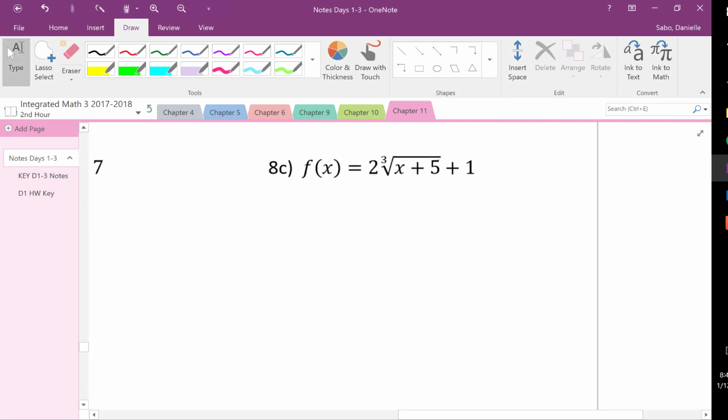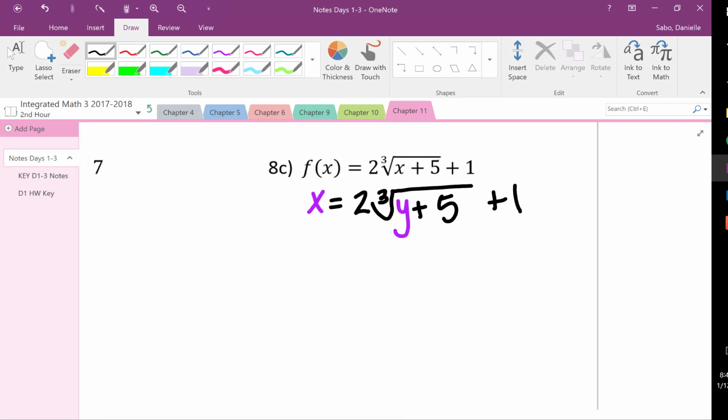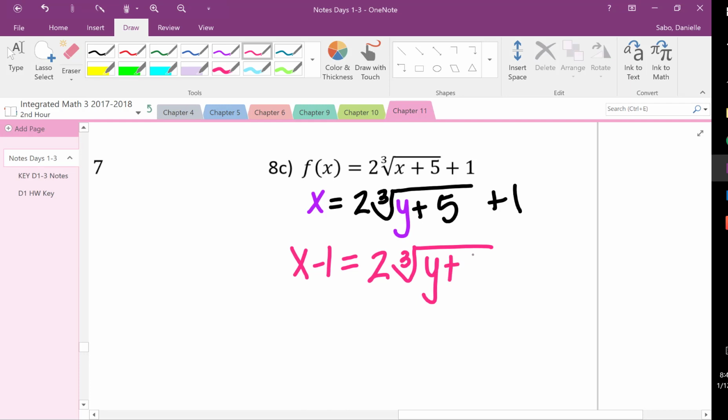Okay, so let's go ahead and solve for this. So I first switch x and y. Okay, that's all I did for that very first step. I switched the x and the y. Okay, what must I do next? Yep, I subtract 1, so I'm going to get x minus 1 equals 2 times the cube root of y plus 5. And the reason why I say that in my head, 2 times the cube root, is because I'm about to take the inverse of that. What's the inverse of doing 2 times something? Dividing by 2. Very good.